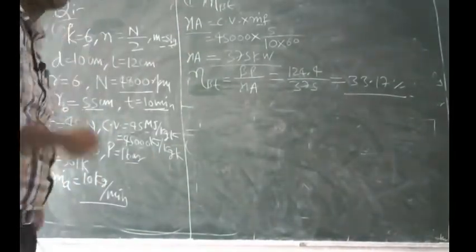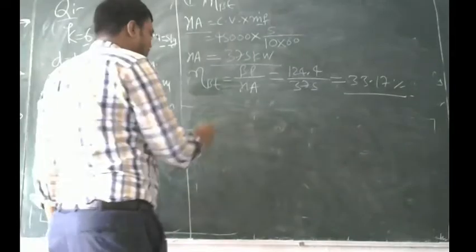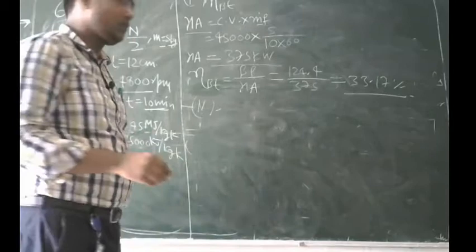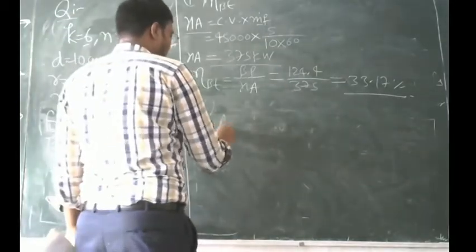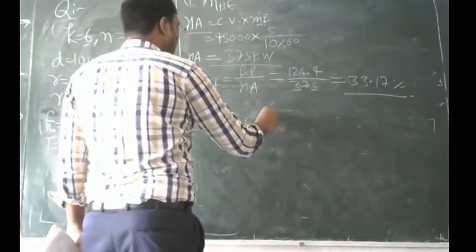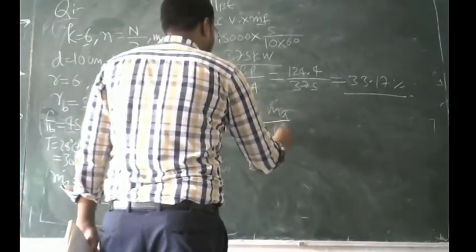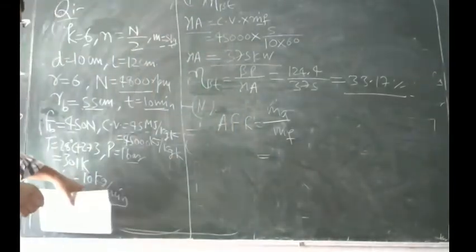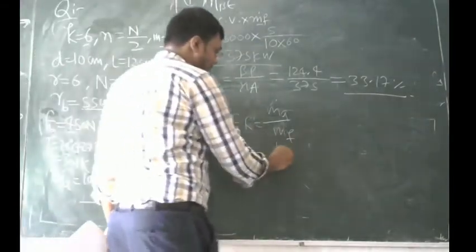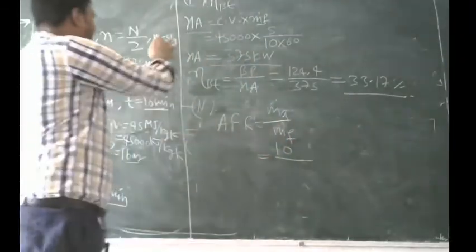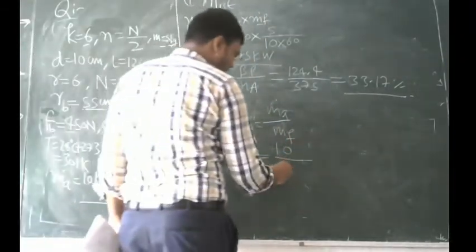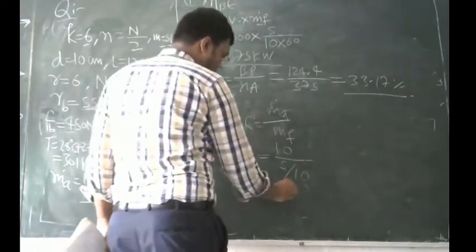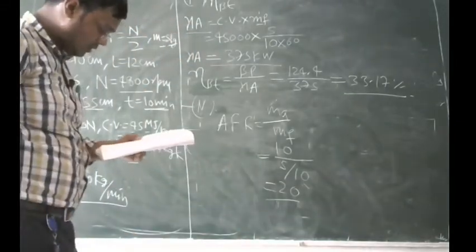The last question is air fuel ratio. This is very easy. Air fuel ratio is equal to mass flow rate of air divided by mass flow rate of fuel. It is given in the question. The mass flow rate of air is 10 kg per minute, divided by the mass flow rate of fuel, 5 by 10 kg per minute. So air fuel ratio is equal to 20.